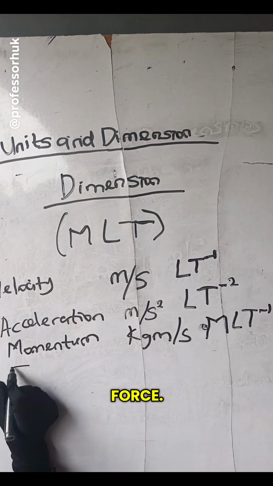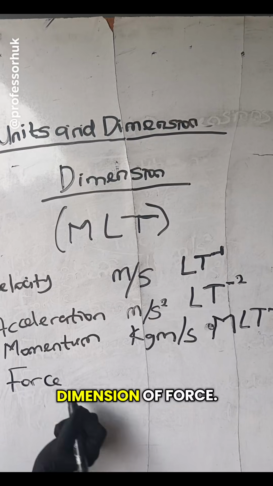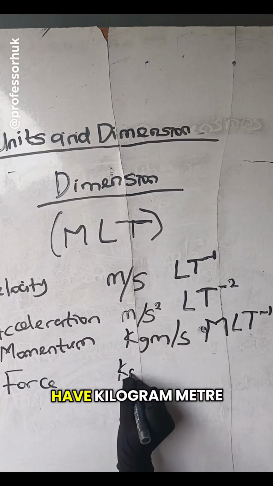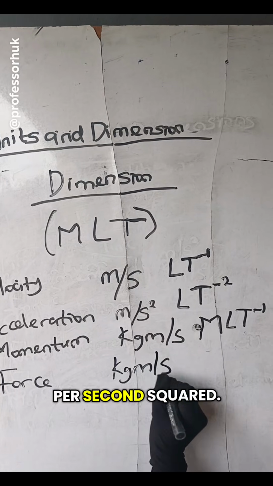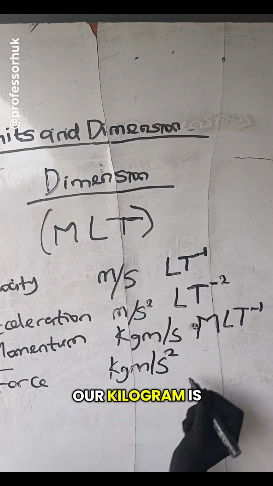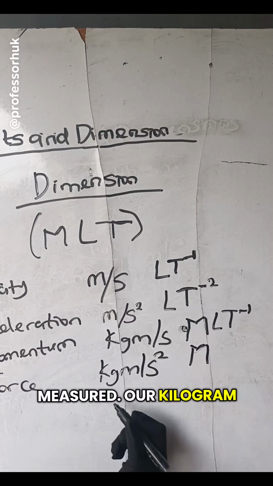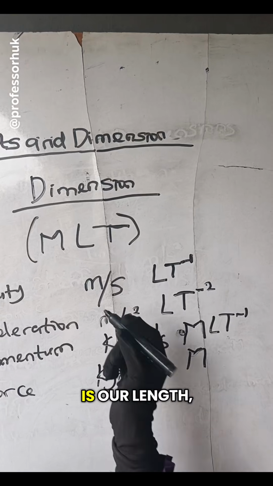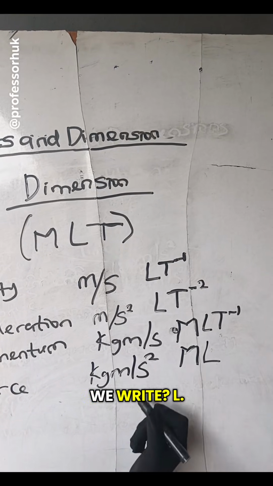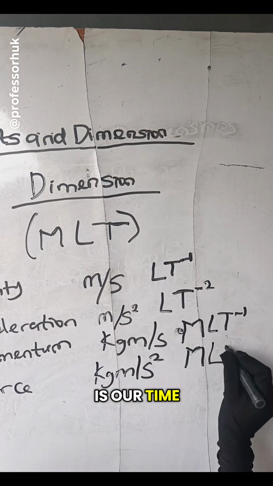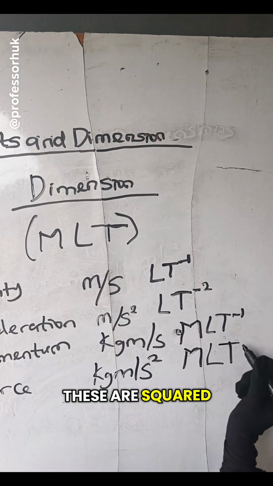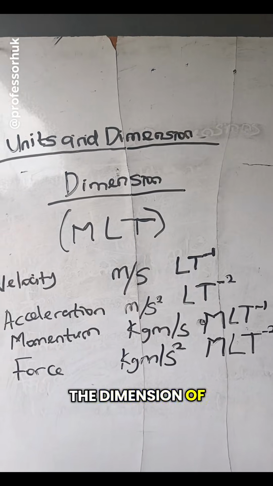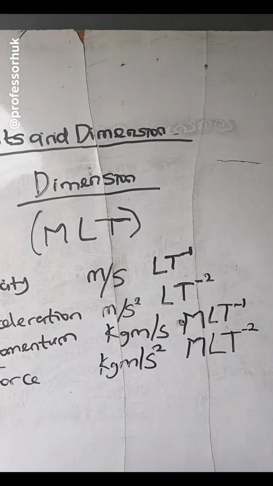So we have force. We are asked to find the dimension of force. You must always write the units first. Don't forget, we have kilogram meter per second squared. Our kilogram is our mass, so we write M. Then our meter is our length, we write L. Then the seconds is our time, per T. This is squared, per T squared. So this is the dimension of our force.